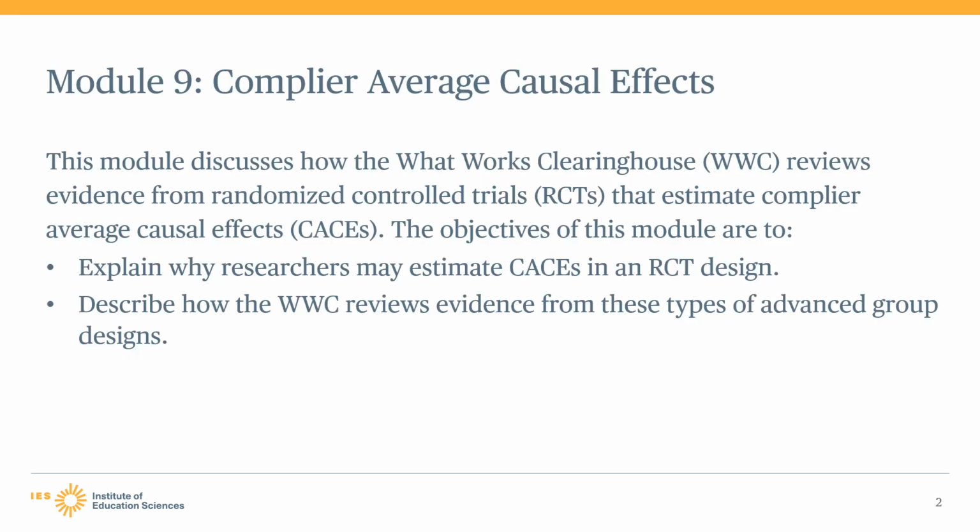whatworks.ed.gov. This module describes the WWC's procedures and standards for reviewing another type of advanced group design that is less common in the education research literature, namely randomized controlled trials, or RCTs, that estimate complier average causal effects, or CACEs. After completing this module, you will be able to describe why researchers may estimate CACEs in an RCT study design. You will also be able to describe how the WWC reviews evidence from these types of advanced group designs.